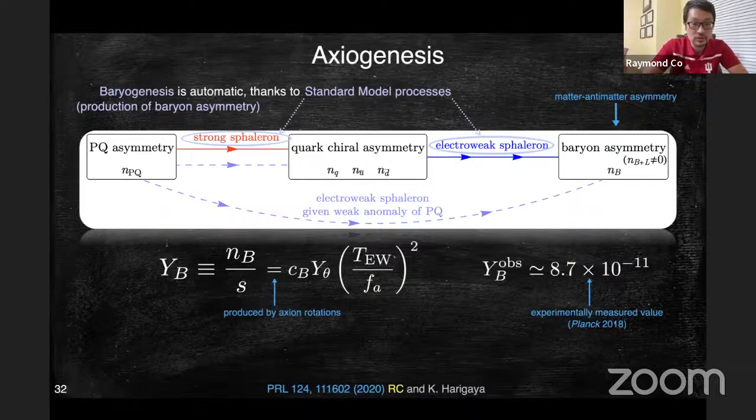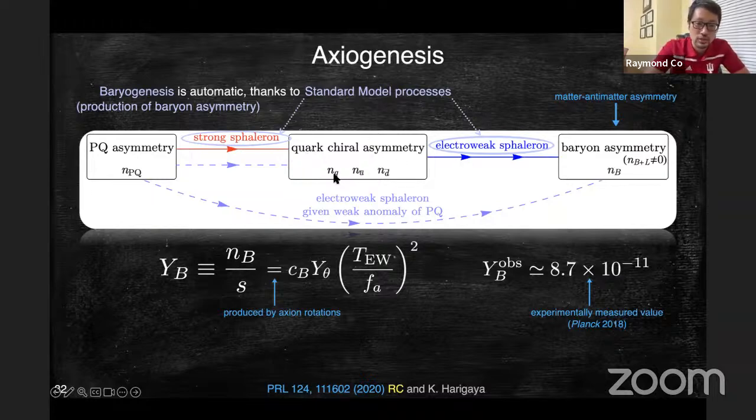The idea of axiogenesis is as follows. We explained before that the axion rotation is understood as an asymmetry or some kind of charge. And the question is, how do we transfer this charge from the axion rotation into the baryon asymmetry? This diagram shows you the flow of the charge. What is very surprising is that this baryogenesis mechanism is completely automatic, because we have standard model processes called the strong sphaleron and electroweak sphaleron. The fact that we have a QCD axion tells us that there is a strong anomaly, the QCD anomaly, and that would automatically transfer your Peccei-Quinn charge into the quark number asymmetry, which means that you have more quarks than antiquarks.